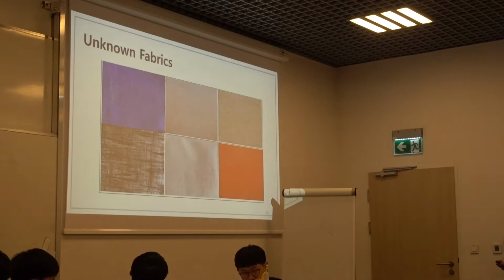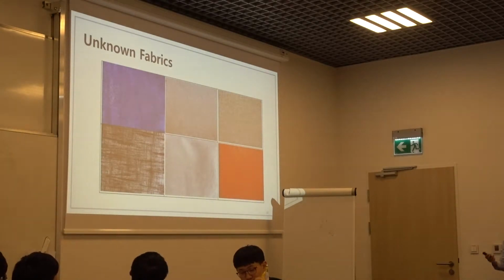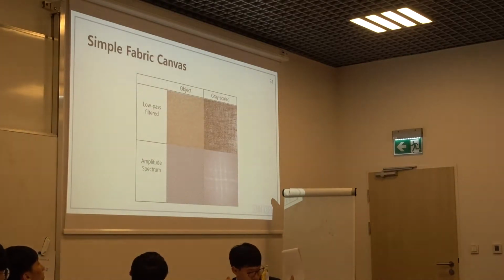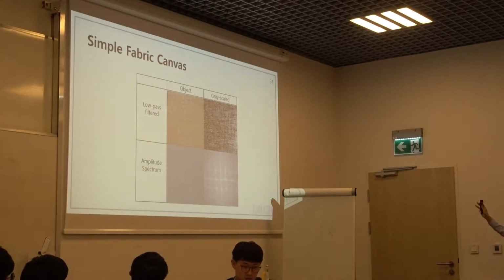So moving on to the experiment, we're going to define these unknown fabrics. We don't know the thread count, but from now on, we're going to try to identify each of them. First, for a simple canvas fabric, we have this object, and then it is grayscaled on the right. If we put this into FFT, we can get the diagram of the amplitude spectrum.